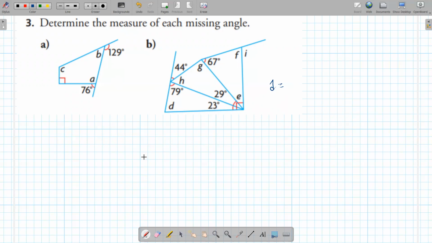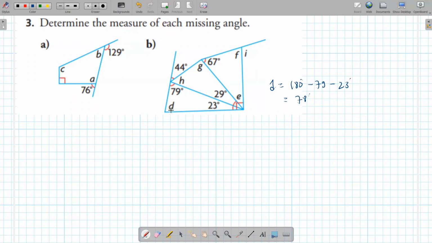Just 180. Yeah, exactly, 180. So that means this plus this plus this is 180, yeah? So to find D, you just take away the other 2, just like we did in A. Like that. That'll give us D. 78. 78, you said? Okay, perfect.